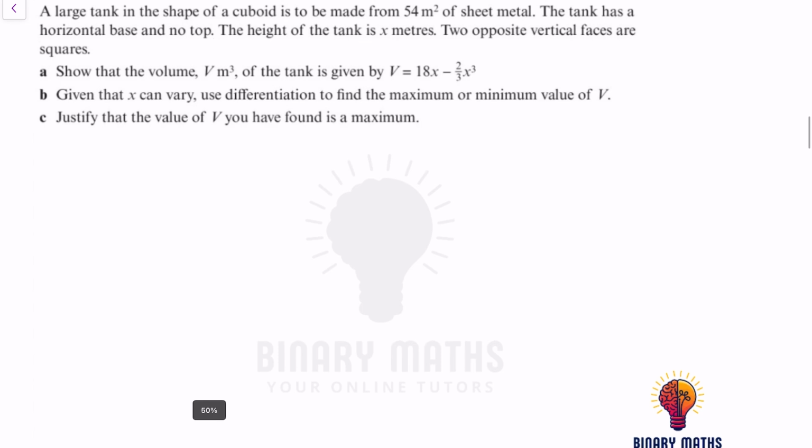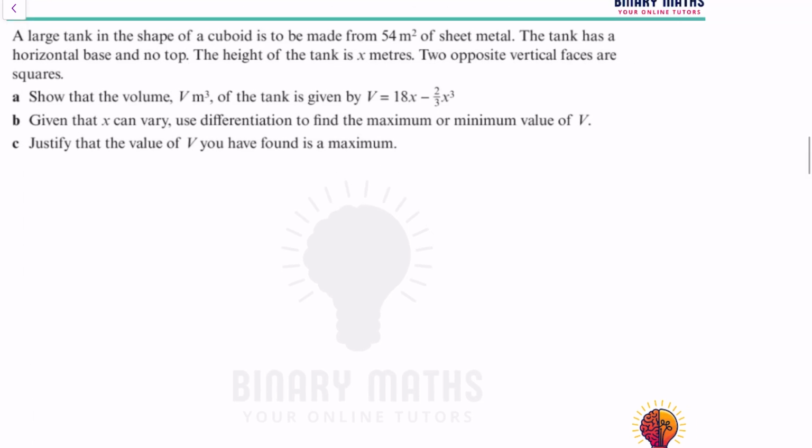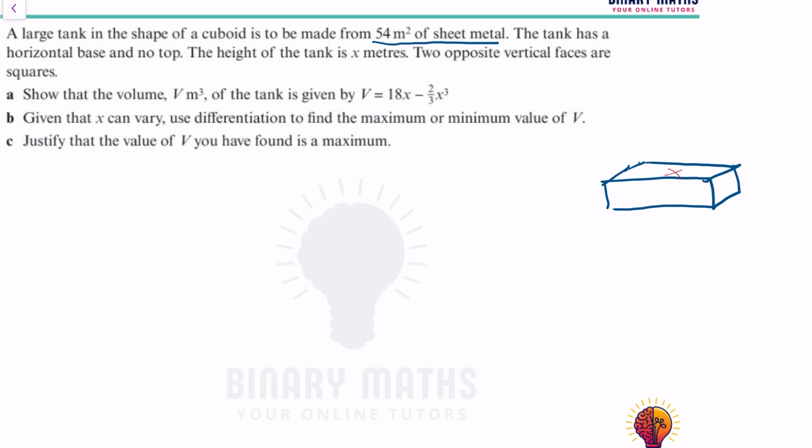Okay, let's go to the next question. A large tank in the shape of a cuboid is to be made from 54 meters squared of sheet metal. Okay, so it's a cuboid we have here. So I'm just going to draw the cuboid out. The tank has a horizontal base and no top, so the top is missing. So let's just highlight that. The height of the tank is x, so this is x.